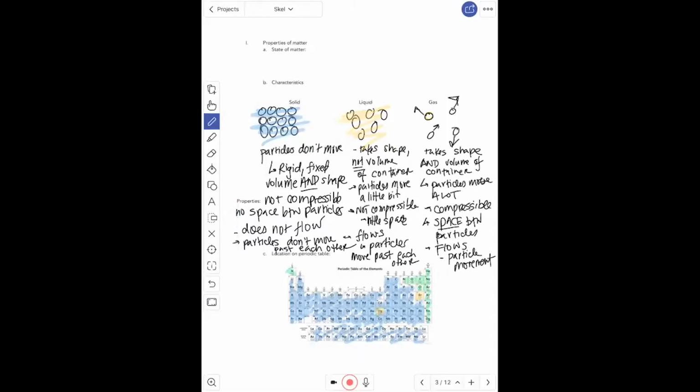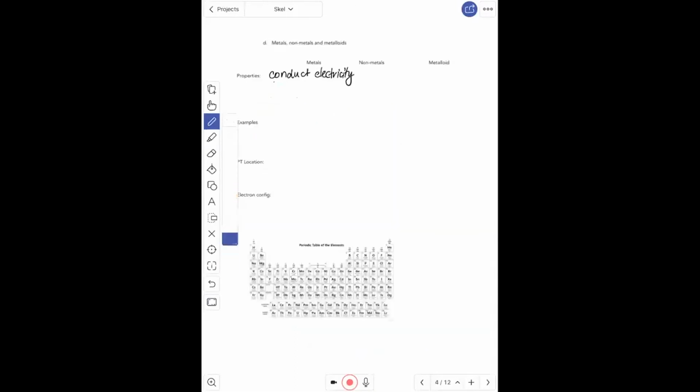Now, we're going to go into more detail about another way we classify matter, whether a particular element is a metal, a non-metal, or somewhere in between, aka metalloids. Metals are shiny and they conduct electricity. They are malleable, which means they can be hammered, and ductile, which means they can be stretched into wires. Most are solids at room temperature, except mercury, and they tend to be very shiny.